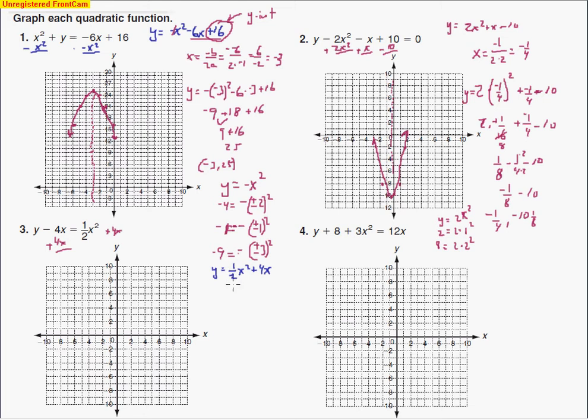So from that point, what we're going to do is negative b over 2a. So x equals the opposite of b, so negative 4 over 2 times 1/2. Well, 2 times 1/2 makes 1, so I'm left with negative 4 over 1, which is negative 4.